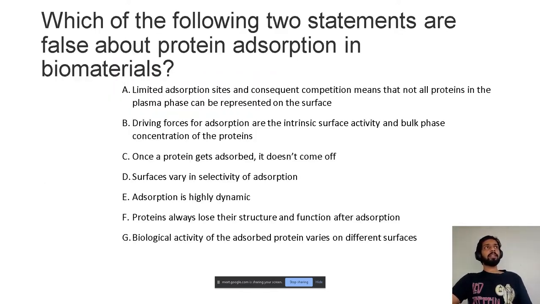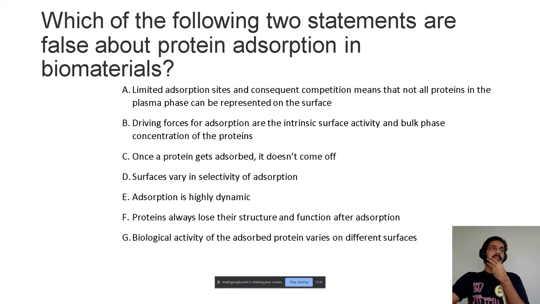Which of the following two statements are false about protein adsorption in biomaterials? Limited adsorption sites and consequent competition means that not all proteins in the plasma phase can be represented on the surface. The driving forces for adsorption are the intrinsic surface activity and bulk phase concentration of the proteins. Once a protein gets adsorbed, it doesn't come off. Surfaces vary in selectivity of adsorption. Adsorption is highly dynamic. Proteins always lose their structure and function after adsorption, or the biological activity of the adsorbed protein varies.